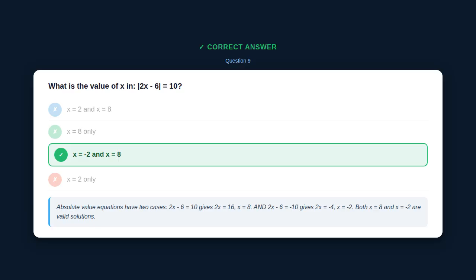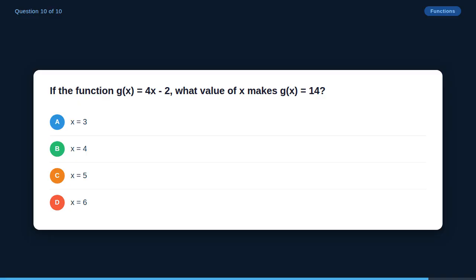Absolute value equations have two cases. 2x - 6 = 10 gives 2x = 16, x = 8. And 2x - 6 = -10 gives 2x = -4, x = -2. Both x = 8 and x = -2 are valid solutions.